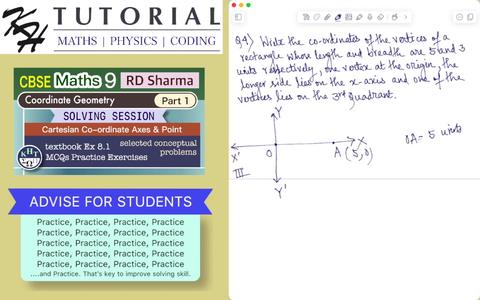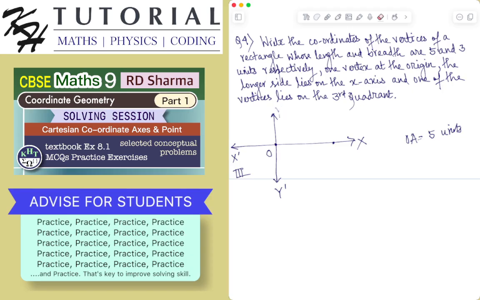So the point A is definitely to the left hand side of the y-axis, because if I consider OA to be one of the longer sides, then the other two vertices have to be either in the second quadrant or in the third quadrant, or the fourth quadrant, but it is given that one of the vertices is in the third quadrant. So definitely the point A will be on the left hand side of the y-axis.